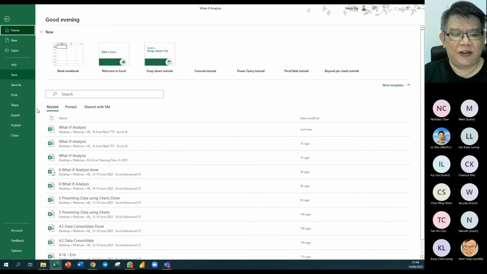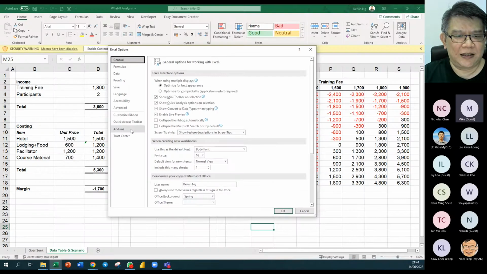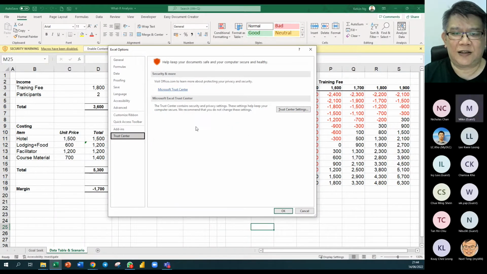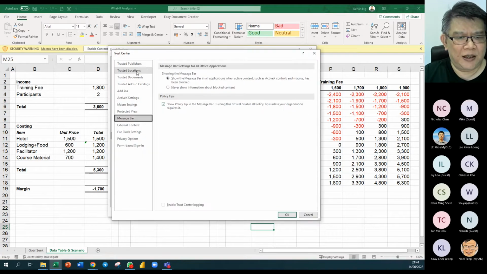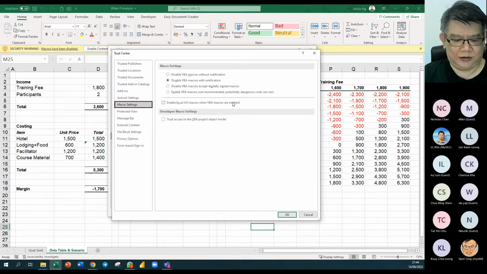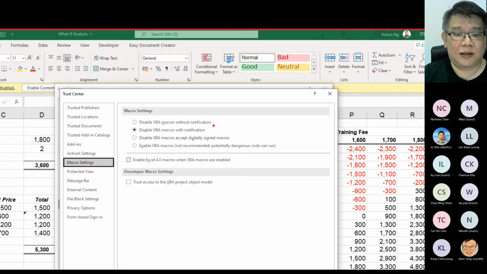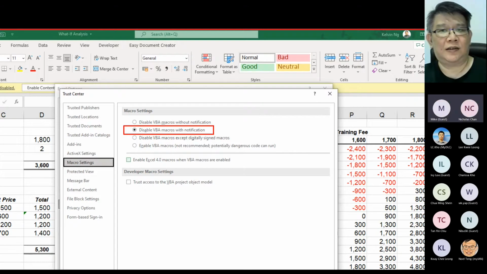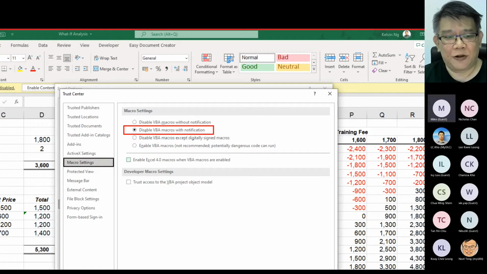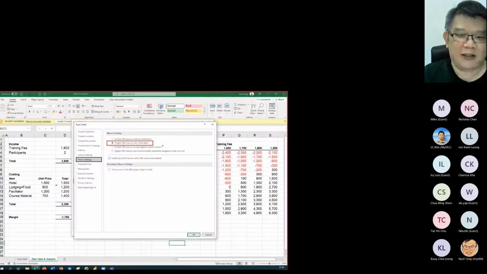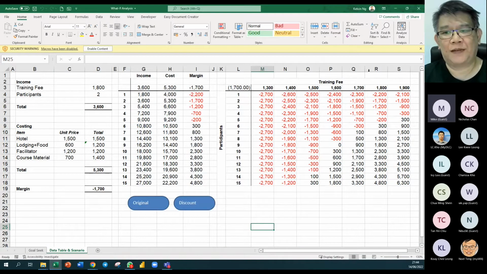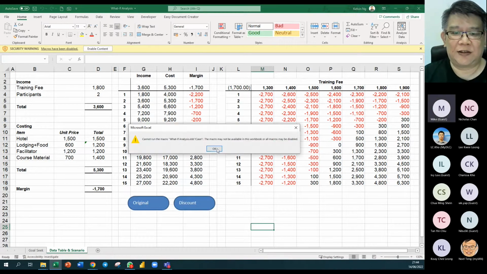So this setting, I think you know where to find. It is inside the security setting, Trust Center, under Macro Settings. Yeah, here. This is the one that controls it. Yep, disable macro with notification. But I don't know how secure this is. The hacker will definitely know how to go in. So unless you enable the macro, the button is useless.